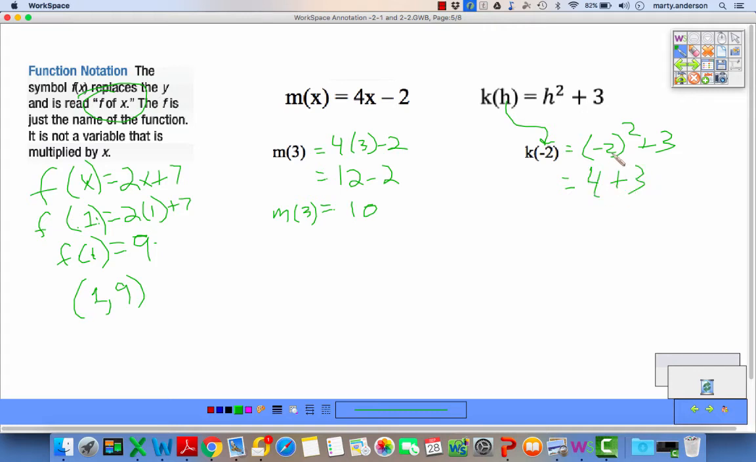I get 4 plus 3. Negative 2 squared is positive 4, and I get 7. K of negative 2 is 7.